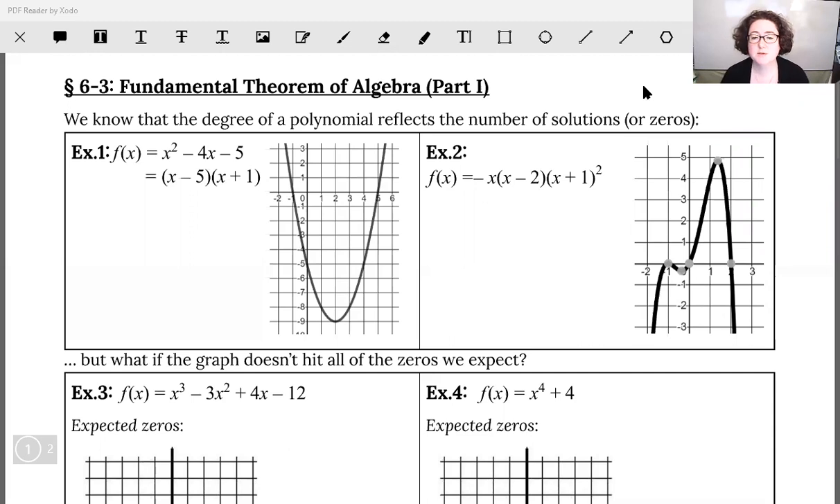So far in the problems that we've looked at, if we have something like example 1, we have a second degree equation, a quadratic, and we have a highest exponent of 2, and so we expect to see 2 roots, and we do. We have a single root at x equals -1 and a single root at x equals +5 from our 2 factors. Same thing with example 2.